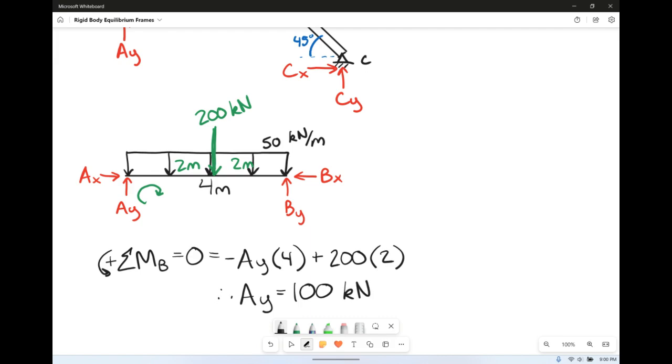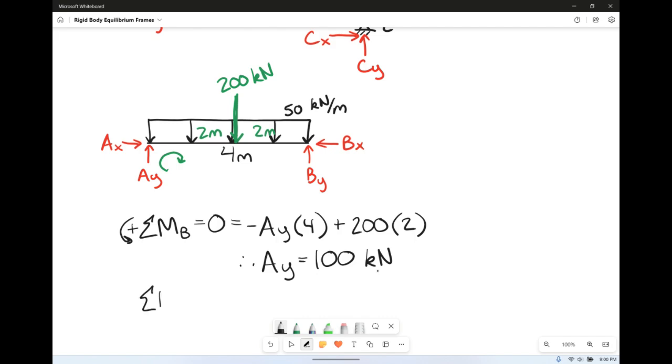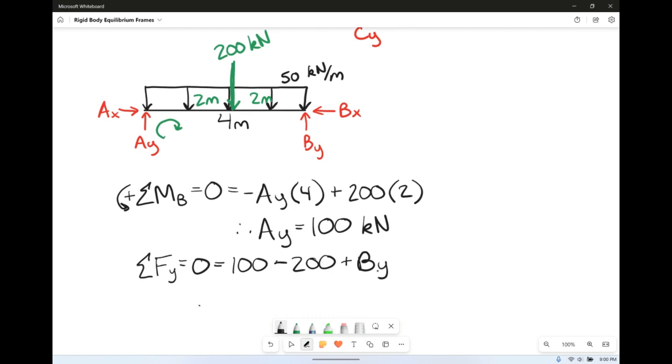And once we have AY, we can simply sum the forces in the y direction and set it equal to 0. We have AY, which is 100 kilonewtons, minus that 200 kilonewton force going down, and we have BY. So that means that BY is also equal to 100 kilonewtons. It's also going up on this side. But we still can't sum the forces in the x direction. That doesn't really help us much.